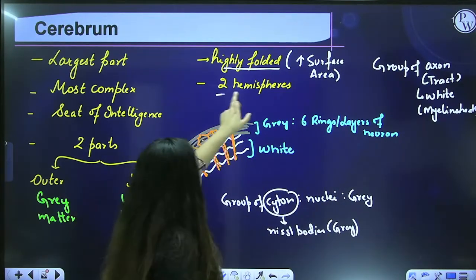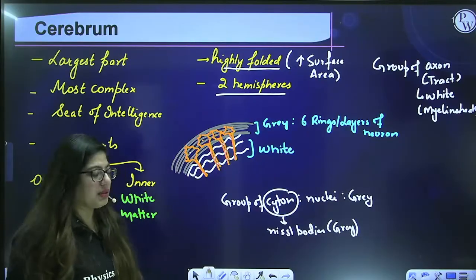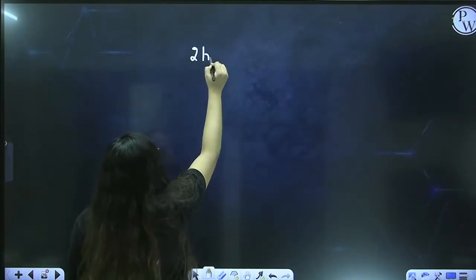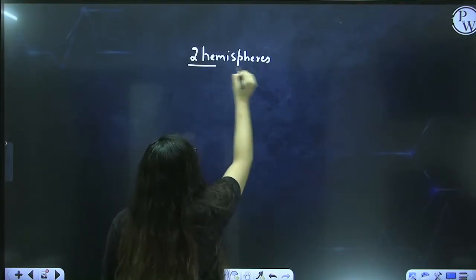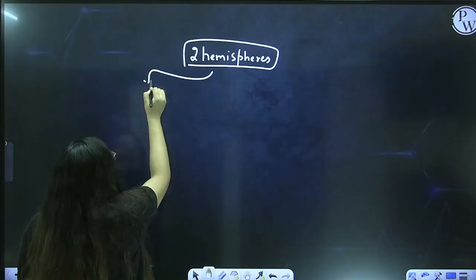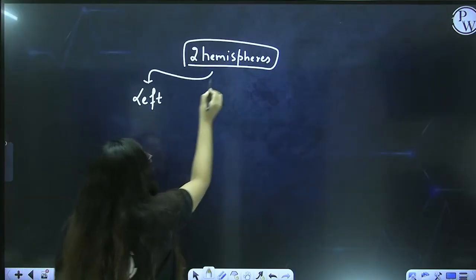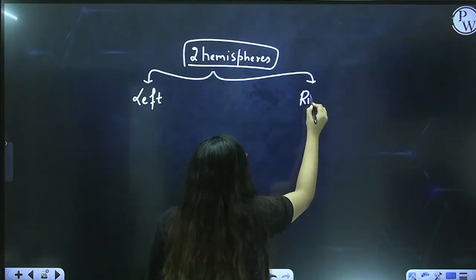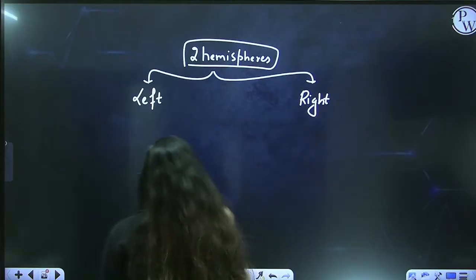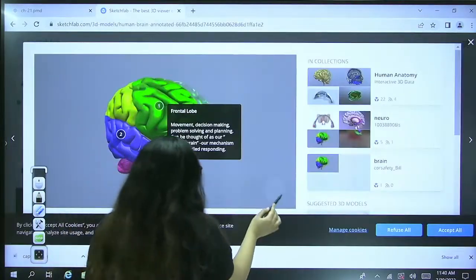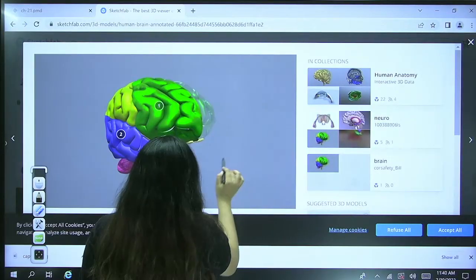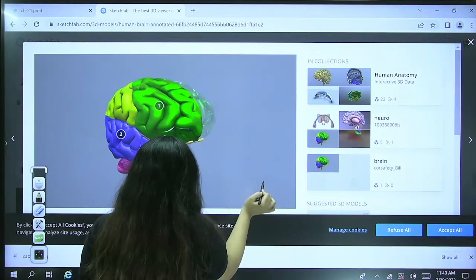Anyways, so as you can see, your brain is divided into two hemispheres. How many hemispheres? Two. So there are two hemispheres of the cerebrum, not the brain. I think I said brain earlier. One is the left one, another is the right one. Left one and right one. Okay, let me show you. Let me show you here. Okay, please open this up for me.